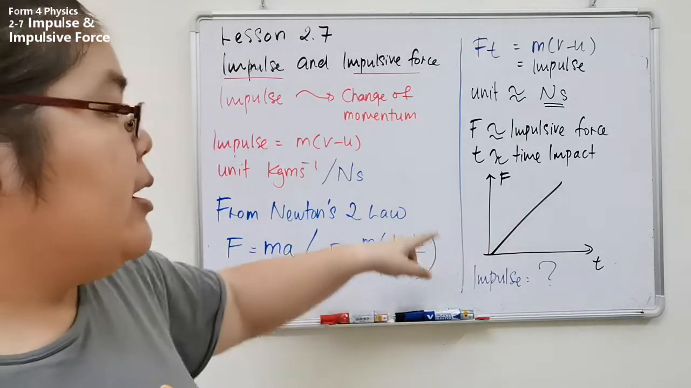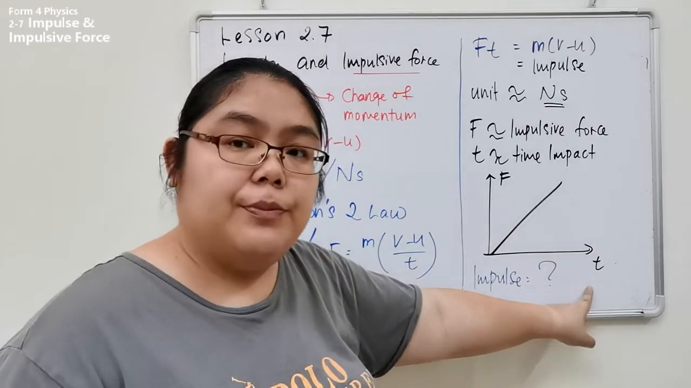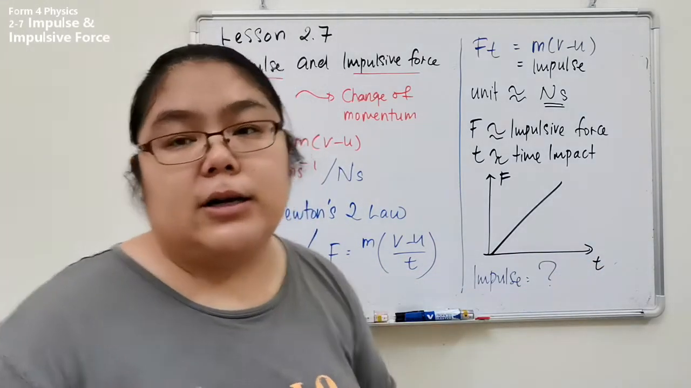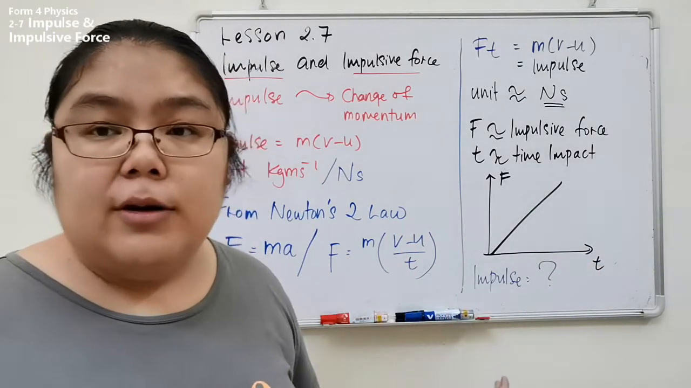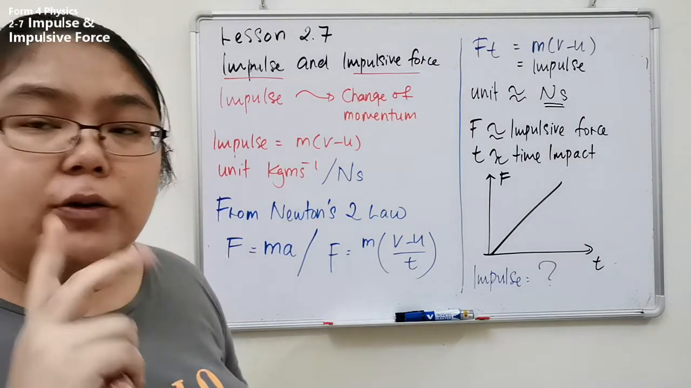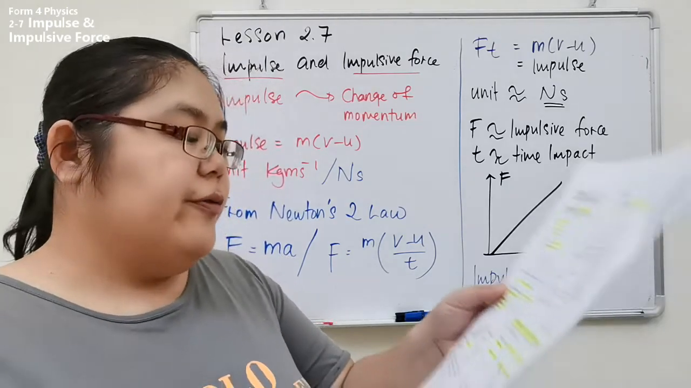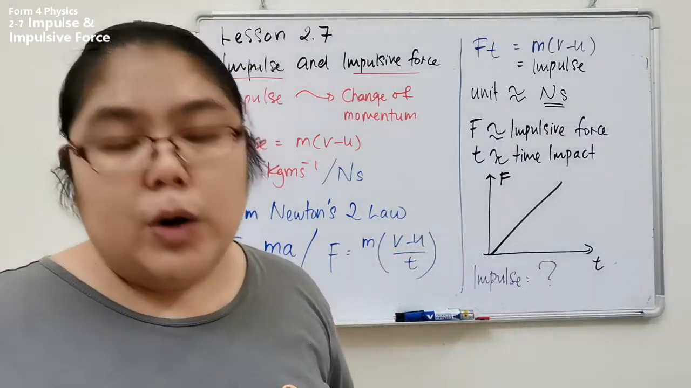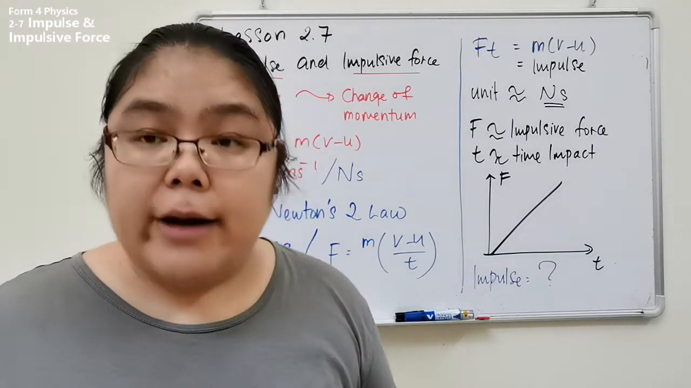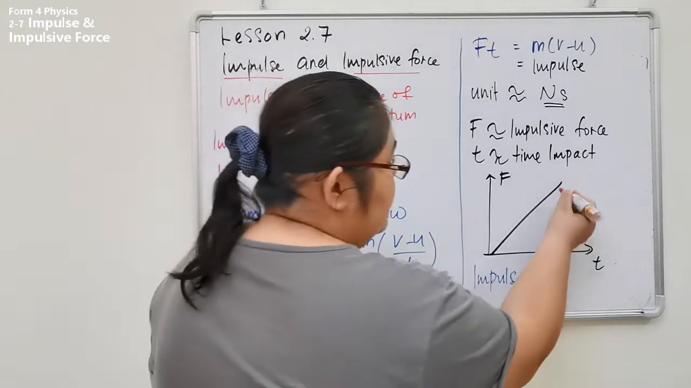You see the graph. Now the graph is force, impulsive force, versus time. Then they ask you, please find the impulse from this one graph. From the graph, actually, we have two things we can find. One is the gradient, another one is the area under the graph. So from your notes, they write, if you want to find impulse, you need to find the area under the graph.